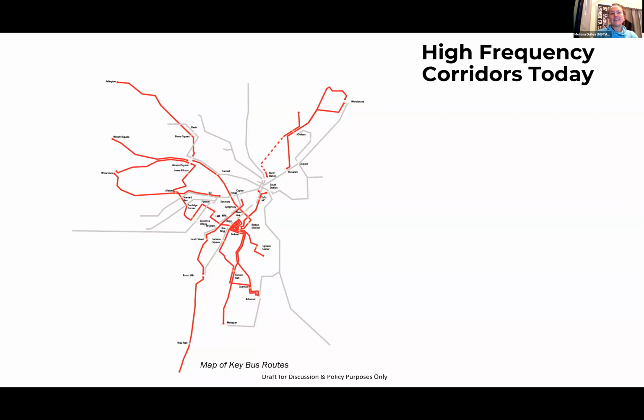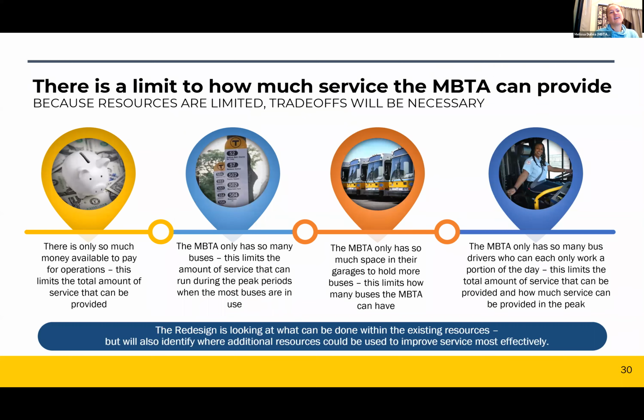So we don't have the future map yet, but I wanted to just give a sneak preview of the type of things that we really want to emphasize as we're drawing what a new high frequency map could look like. But with that in mind, on the next slide, we can get into some of the other trade-offs.